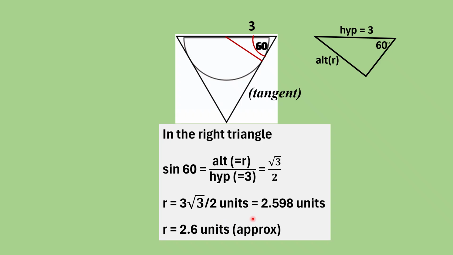2.6 units approximately. So what we did in this right angle triangle, we got the altitude as a radius, hypotenuse 3, and this angle 60. So sine of 60, which is root 3 by 2, is r by 3. So r by 3 equal to root 3 by 2. So r equal to 3 root 3 by 2, and putting root 3 equal to 1.732, approximately we get the value of radius as 2.6 units.